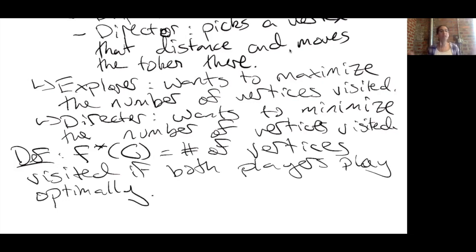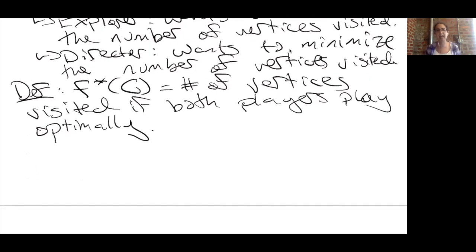All right, and we're going to ask ourselves, well, what is f star of g for different graphs? So before we get into that, let's just play the game on one small example really quickly, just to make sure we're all on board with what this game is. So I'm going to pick g to be this graph that we're going to call C4, and what is that? It's the cycle graph on 4 vertices.